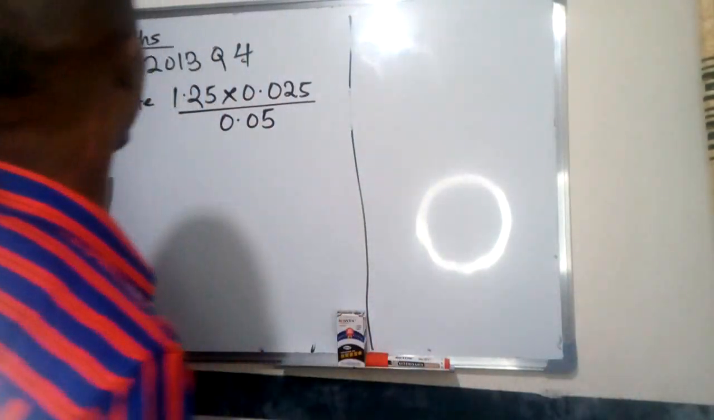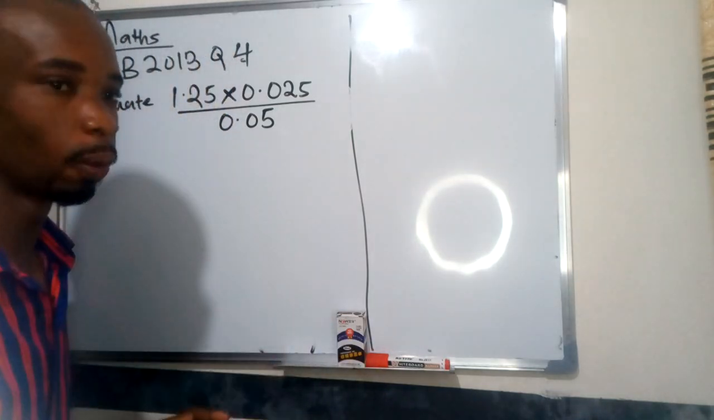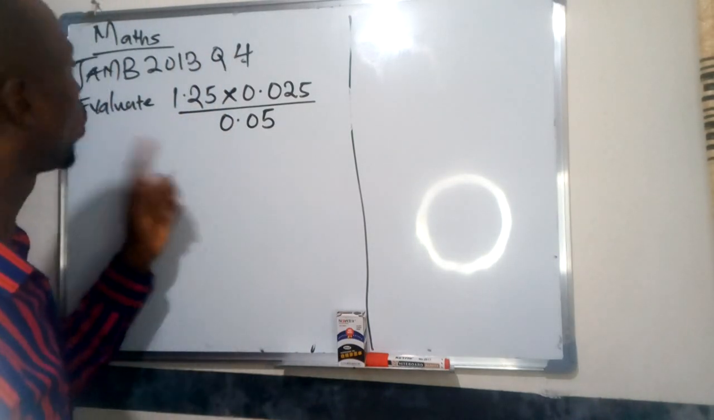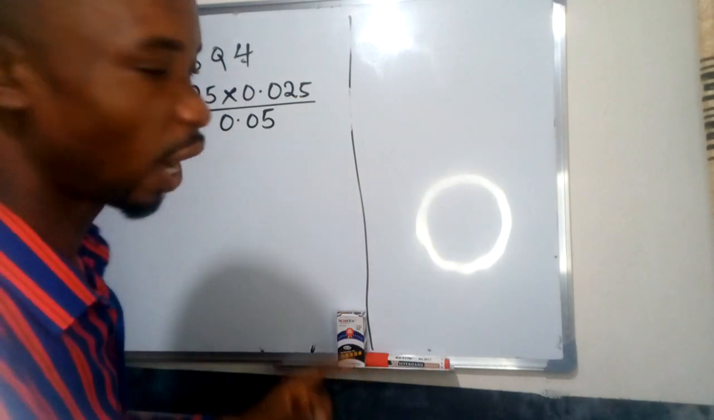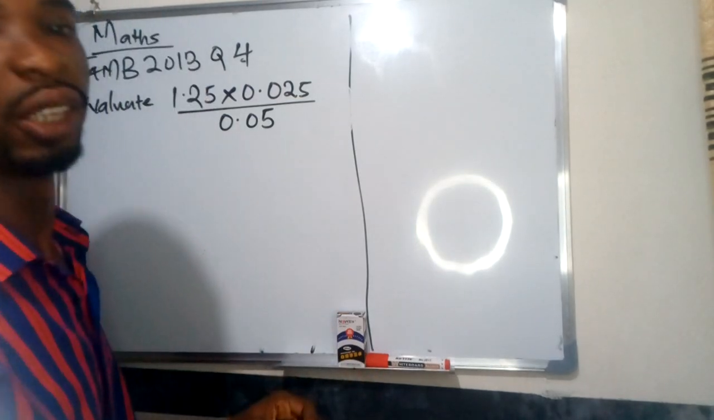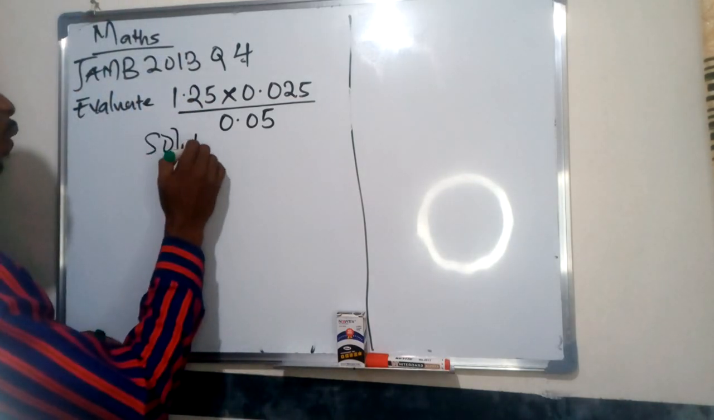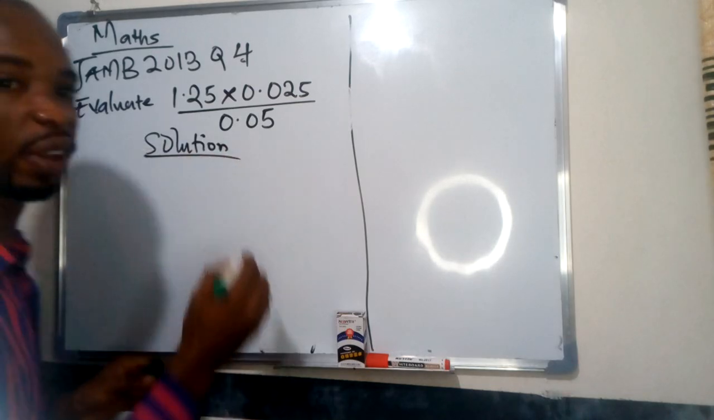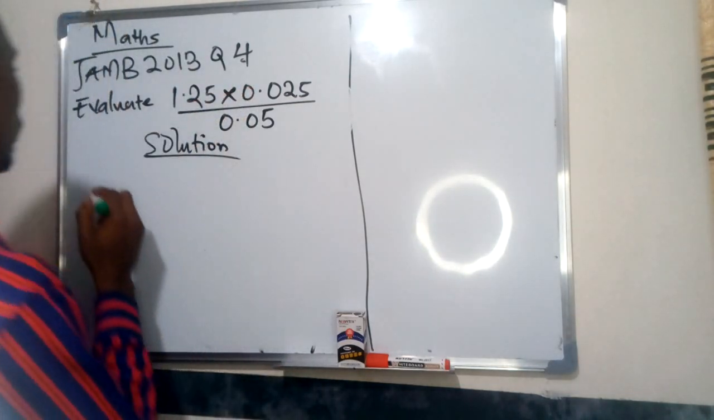Today we have a problem, JAMB question 2018 number 4. It says we should evaluate 1.25 times 0.025 divided by 0.05. So what are we going to do? We are going to convert the numbers to standard form. Let's change each of these numbers to standard form.